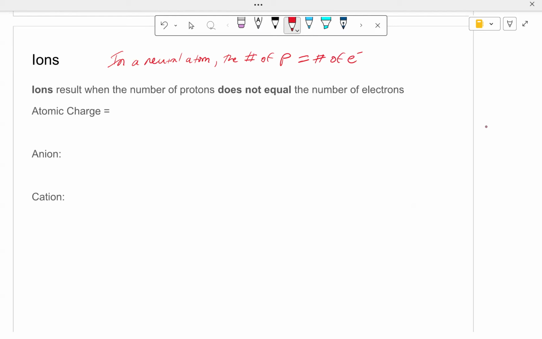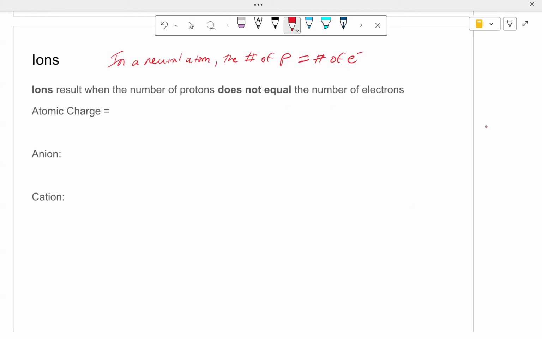Now, when that number is not equal, then the result is something we call an ion. An ion results when the number of protons does not equal the number of electrons. And I want to highlight something very important here. The way an ion is formed is it either gains or it loses electrons. You cannot gain or lose protons, otherwise you fundamentally change the element.